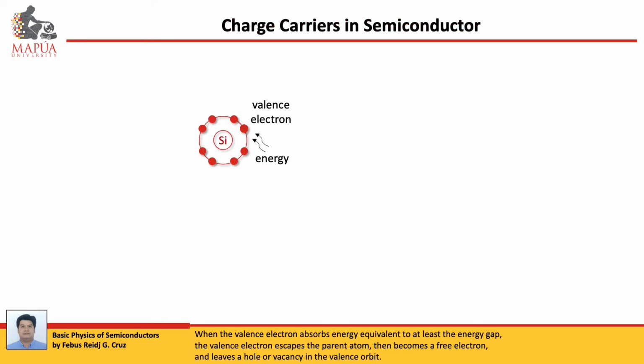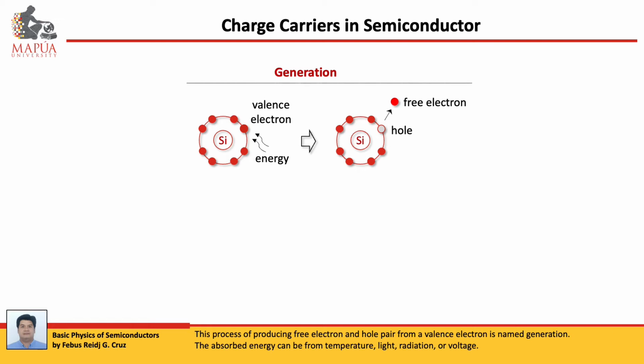When the valence electron absorbs energy equivalent to at least the energy gap, the valence electron escapes the parent atom, then becomes a free electron, and leaves a hole or vacancy in the valence orbit. This process of producing free electron and hole pair from a valence electron is named generation. The absorbed energy can be from temperature, light, radiation, or voltage.